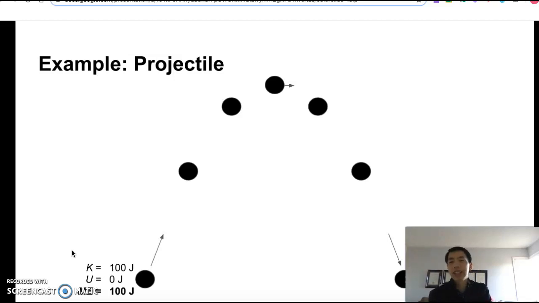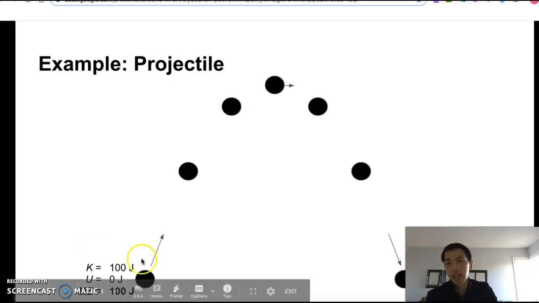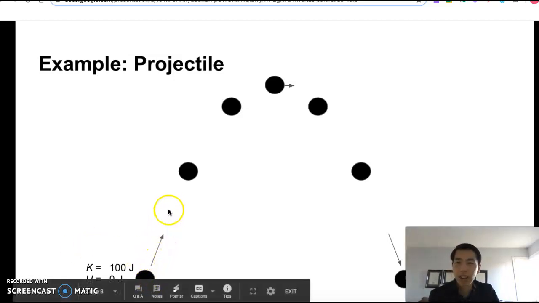That's the energy due to its motion, its speed. And if we set the reference level to be where it was launched from, then the gravitational potential energy would just be 0 joules. Okay, it's starting at the bottom. When you add 100 plus 0, you get 100. So the mechanical energy is 100. So then the ball rises. Okay, the ball rises a bit.